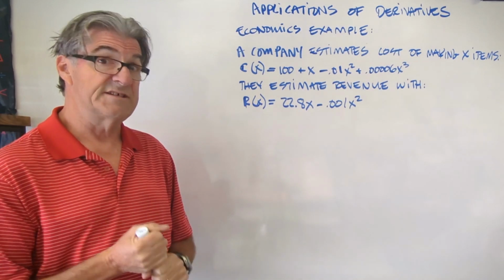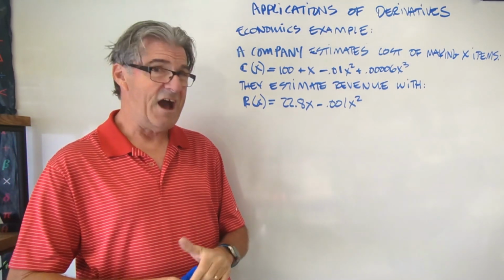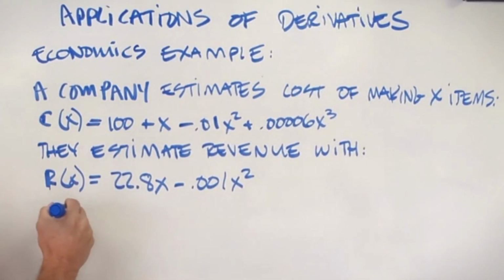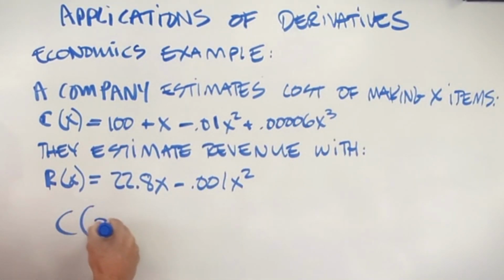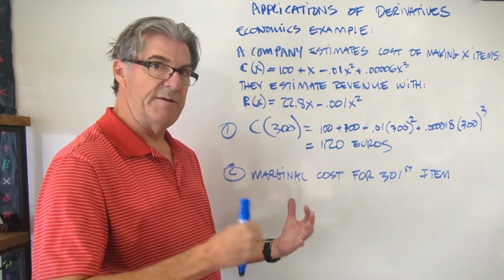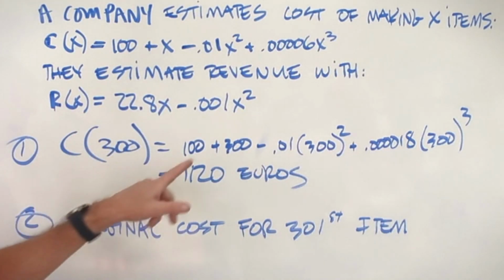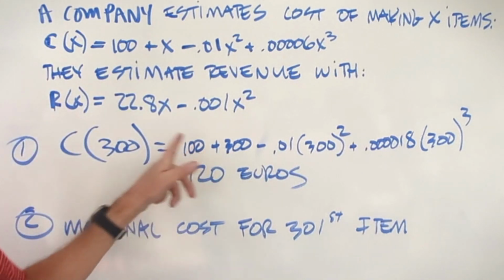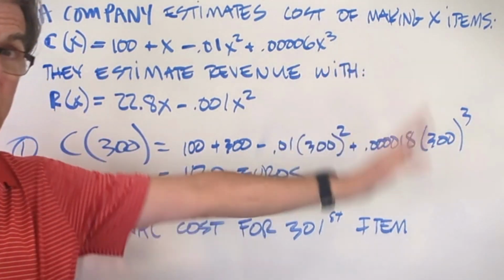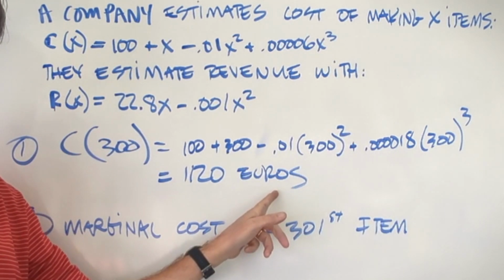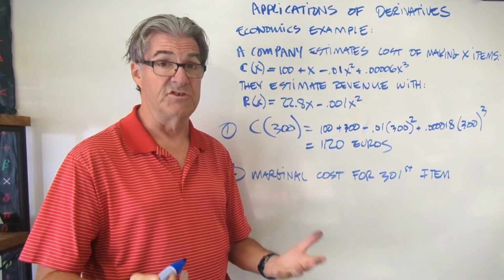What I want you to do is pause the video and find out how much it costs to make 300 items. So that would be C of 300. Okay, straight up plug and chug question. I did my cost of 300, so I put 300 into my cost function. Here's my plug-in step, worked that on the calculator. I got 1,120, and we're dealing in euros in this example. I didn't put that in there, but we're dealing in euros.